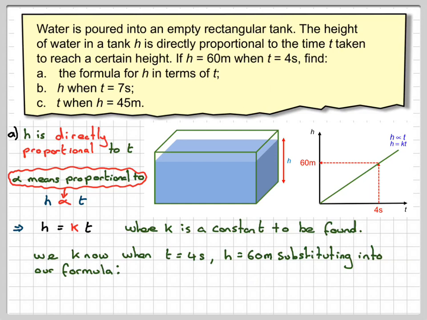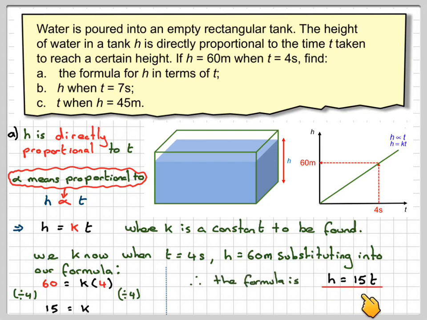meters. So substituting into our formula, H is 60, so 60 is equal to k times 4, and therefore, if we divide both sides by 4, k will be equal to 15. So our formula will become H is equal to 15T.